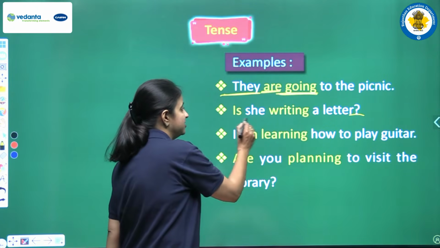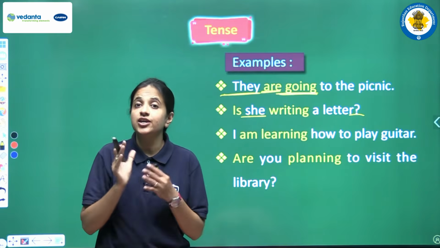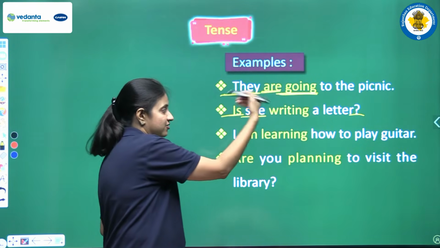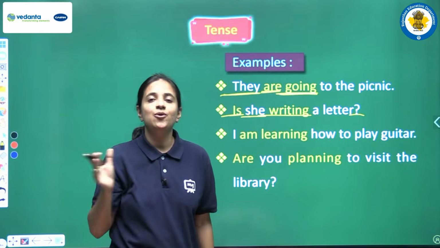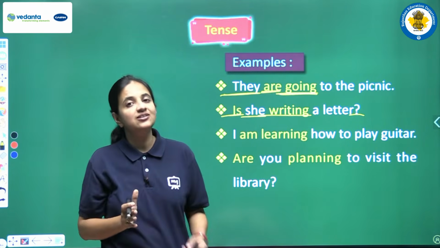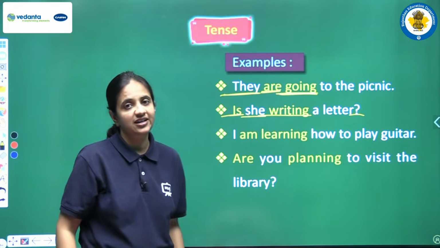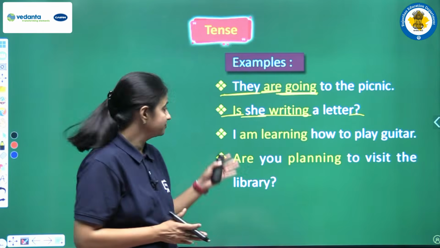Now our subject is she, and she is a singular subject, and this is the reason that we are using is, and first form is write, and we have to add ing, so our word will be writing, and our sentence will be: Is she writing a letter?